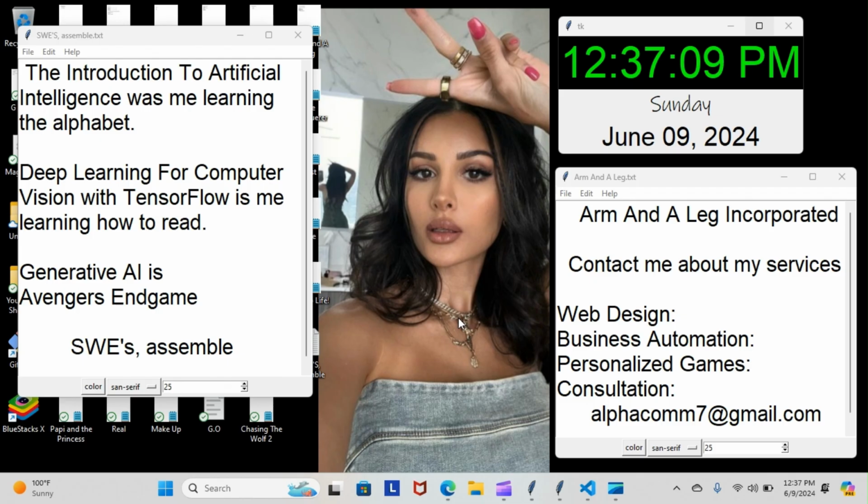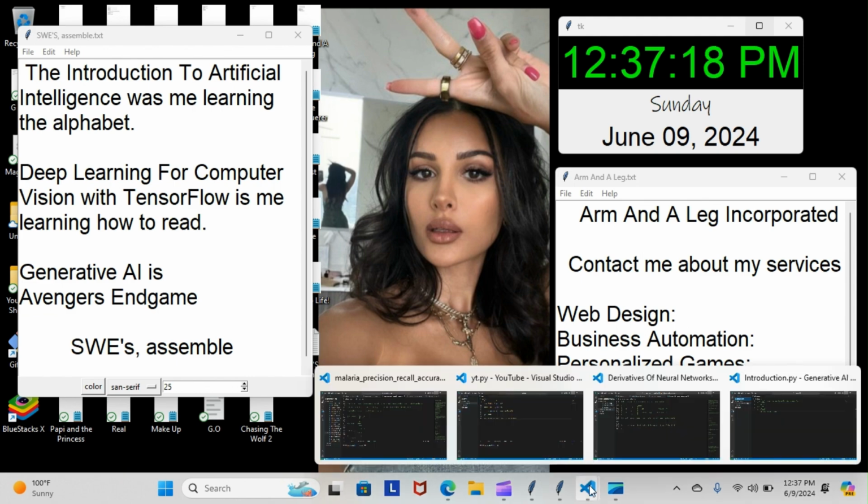All right, on today's episode of Python Papi, we're back inside our TensorFlow course, and we're still doing our malaria precision, recall, and accuracy module. Let's have a look at what we went over today.